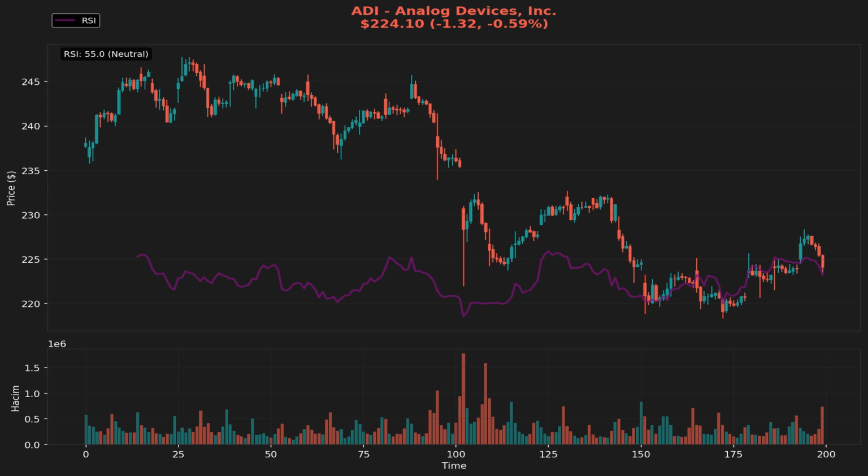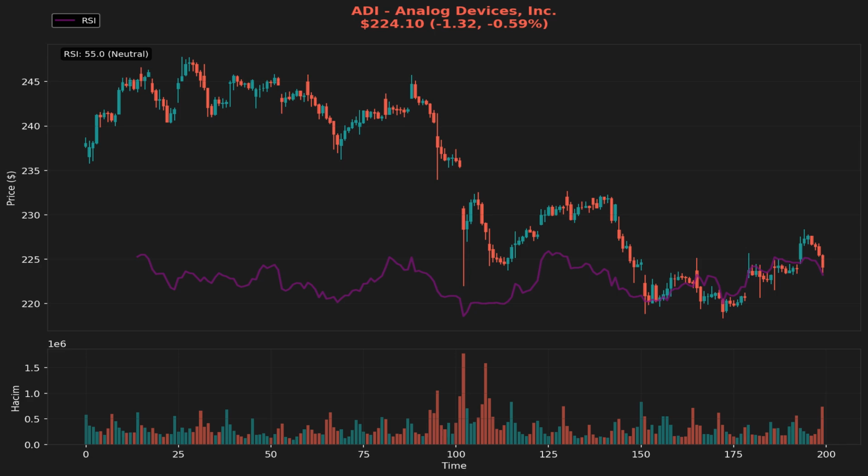Support and resistance levels are critical for understanding potential price action. In this analysis, support is identified at 212.90, which could serve as a floor for the stock if it continues to decline. Should the price breach this level, it could lead to increased selling pressure and a potential further decline.